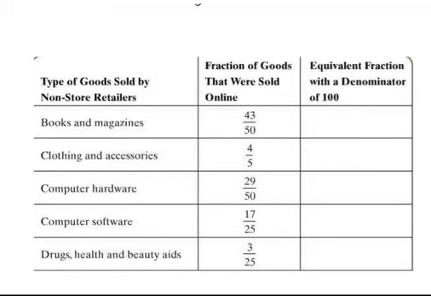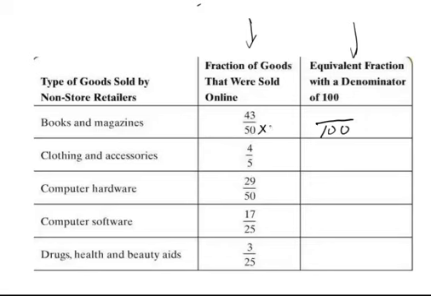All right, so for the next problem that I have here, we have the types of goods sold by non-store retailers. So we have books and magazines, clothing, accessories, computer hardware, computer software, drugs, health, and beauty aids. And here it says this is the column that represents the fractions of the goods that were sold online. So we had 43 out of 50. Now here, all it's asking me to do is to write this with an equivalent fraction with a denominator of 100. All that's telling me is to put a 100 down here, and we're going to do the same thing.